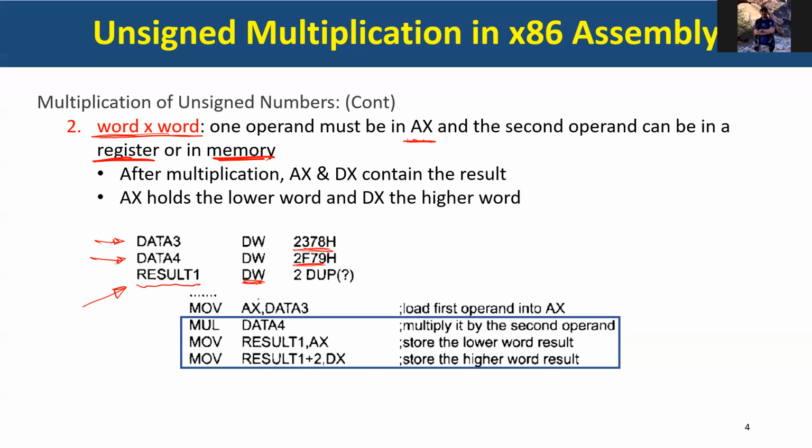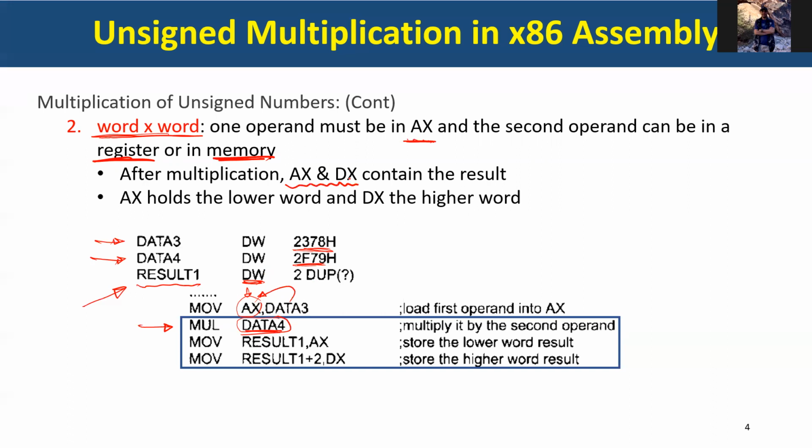So in that case, we move data 3 to AX. This is a must, and then you can say just mul. In that case, the variable data 4 will be multiplied by AX. And the processor automatically will recognize that since one of the operands is word, the second one should be word AX, and it will multiply them by each other and store the result. And this is what we missed to say, in AX and DX together.